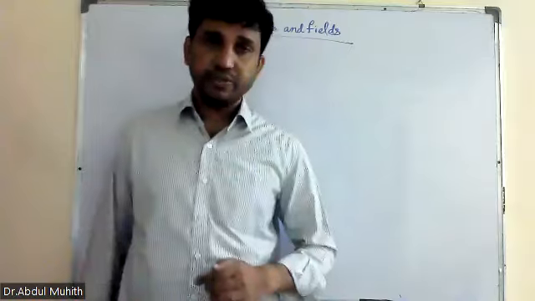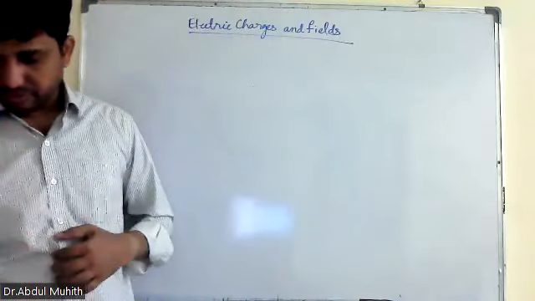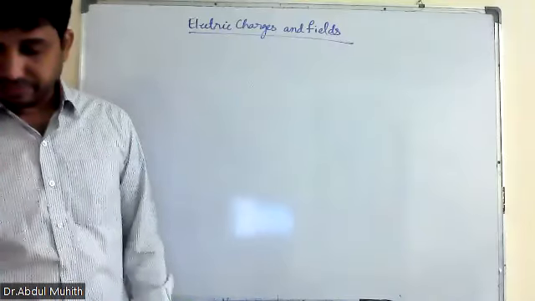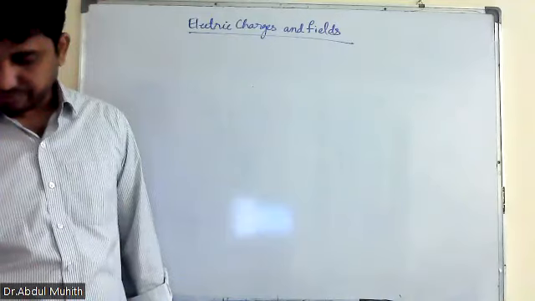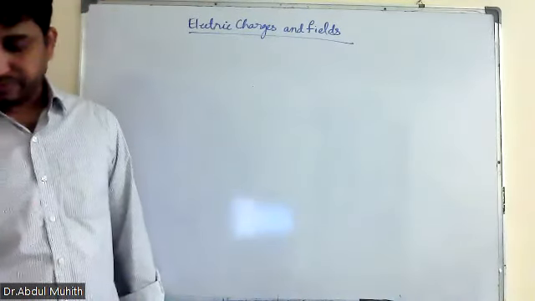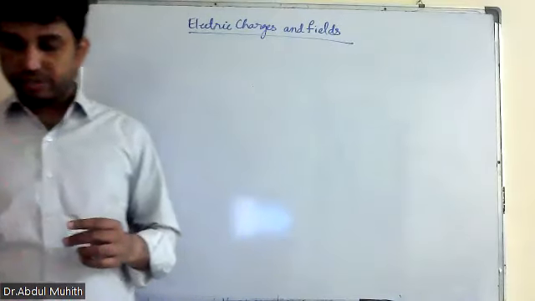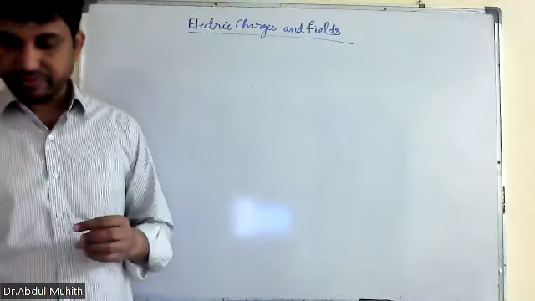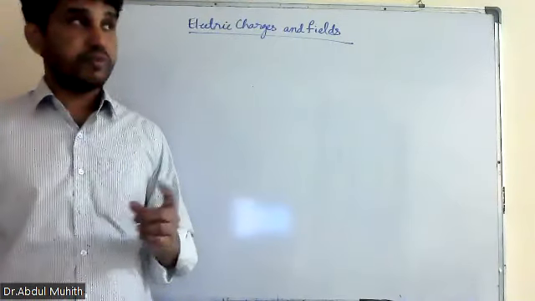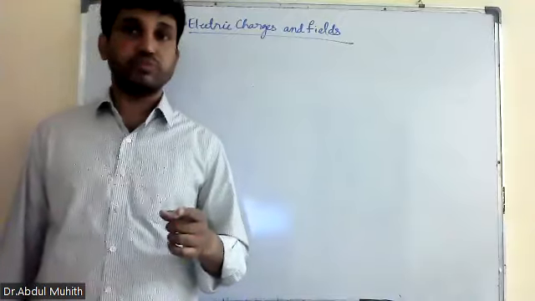What is the formula? 1 by 4 pi epsilon 0 q1 q2 by r square r cap. Yeah, 1 by 4 pi epsilon 0 into q1 q2 by r square. So what is 1 by 4 pi epsilon 0? Kappa. 1 by 4 pi epsilon 0 is 9 into 10 to the power of 9 Newton meter square per coulomb square.